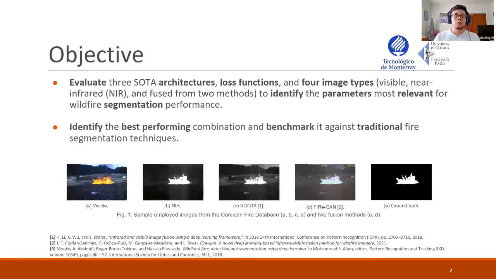The objective of the project is to evaluate 3 state-of-the-art architectures, loss functions, and 4 image types that are visible, near-infrared, or near, and fused images from 2 different methods to identify the parameters that have the most impact on wildfire segmentation performance. We also identify the best performing combination and benchmark it against traditional fire segmentation methods. For the source images, we employ the Corsican Fire database.